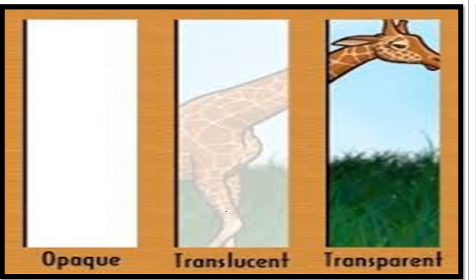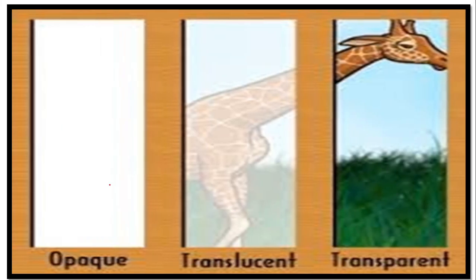Now from this picture you can also clear your concept about transparency. As you can see, in opaque nothing is visible to us, but in translucent it's slightly visible, whereas it's a totally clear view in transparent.